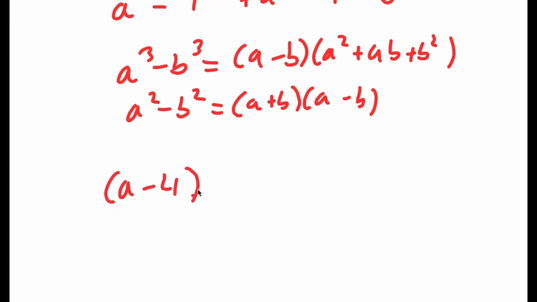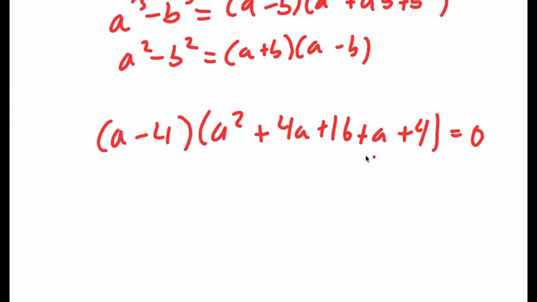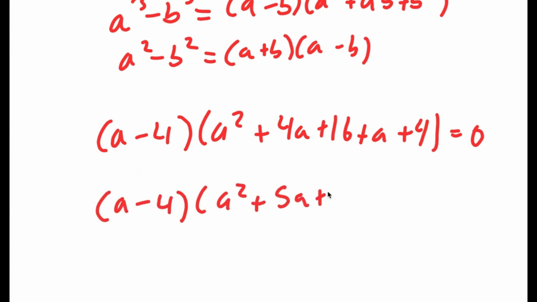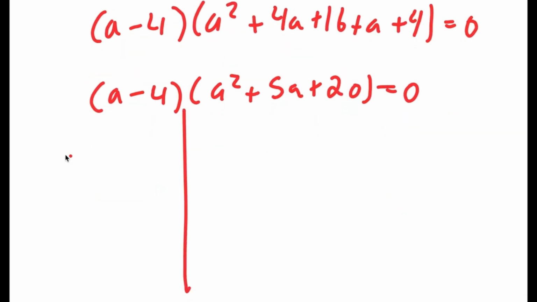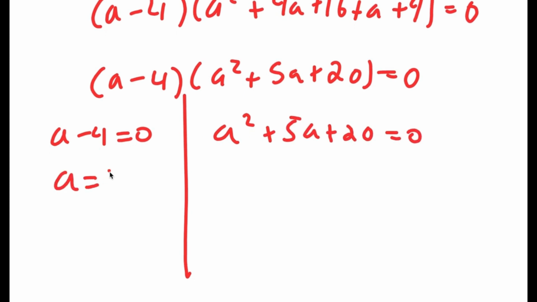So by using these two properties, I'm going to end up with a minus 4 times a squared plus 4a plus 16 plus a plus 4 is equal to 0. And this simplifies to a minus 4 times a squared plus 5a plus 20 is equal to 0. So now this gives me two equations. I get a minus 4 is equal to 0, and a squared plus 5a plus 20 is equal to 0. So for a minus 4 equals 0, a is obviously equal to 4.